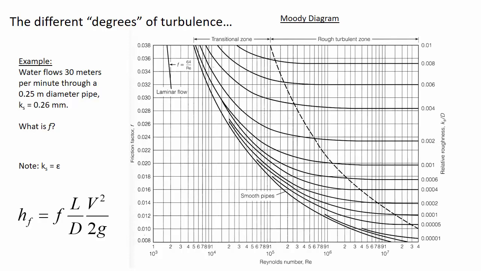Or 125,000. All right, so it is 0.5 times diameter, which is 0.25, divided by 1 times 10 to the minus 6. So that's 1.25 times 10 to the 5th. Okay, so here on our Reynolds number, logarithmic scale, here's 1 times 10 to the 5th. 1.25 times 10 to the 5th is this way.